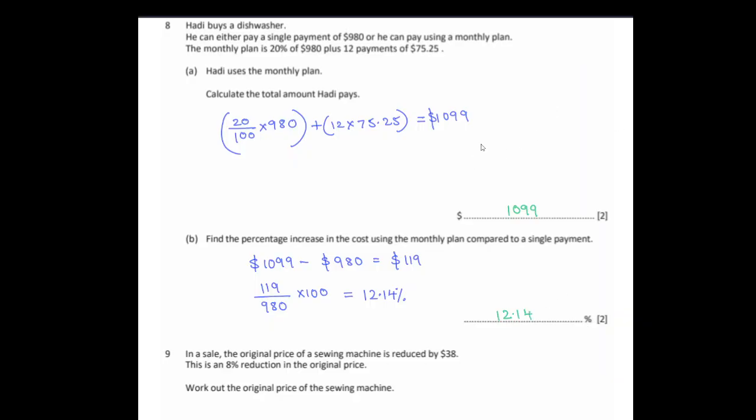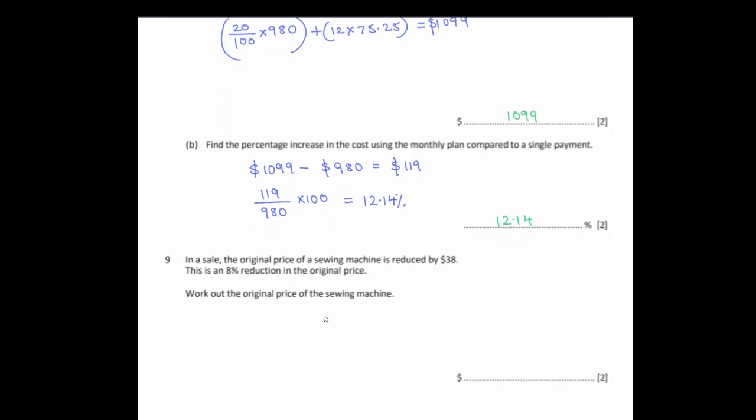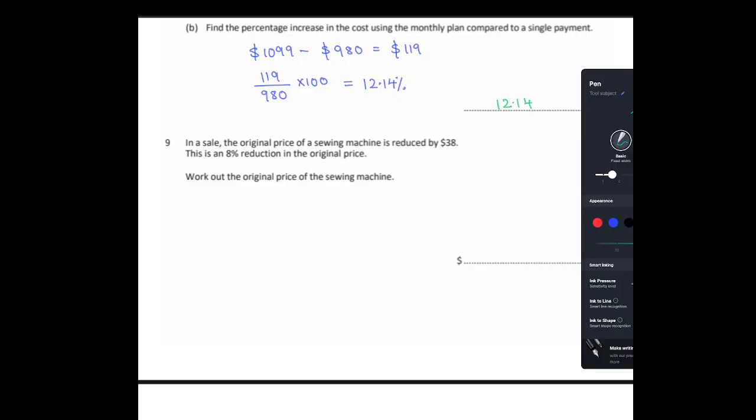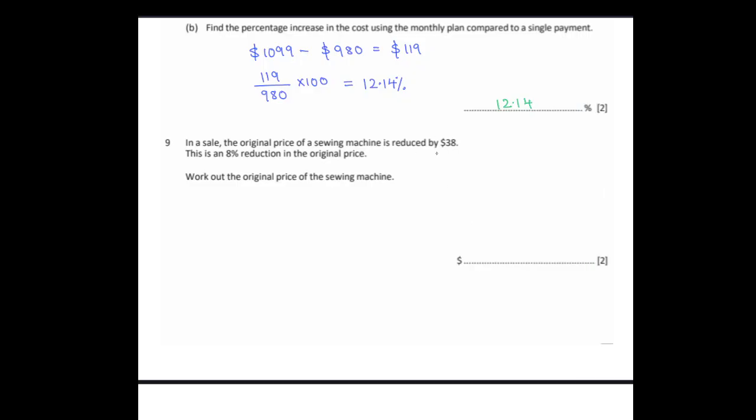Question number 9 now. In a sale, the original price of a sewing machine is reduced by $38. This is an 8% reduction in the original price. Work out the original price of the sewing machine. Now here they have only given us that the original price was reduced by $38. This is an 8% reduction in the original price. So let the original price be X.